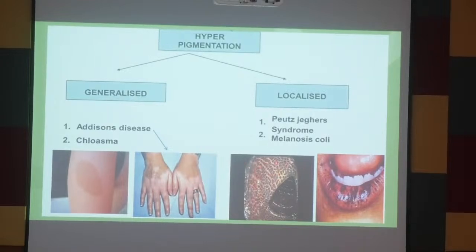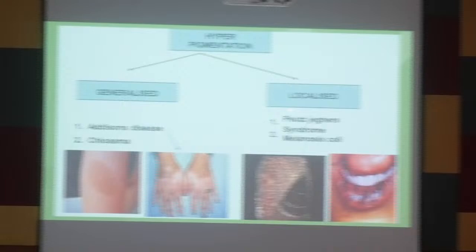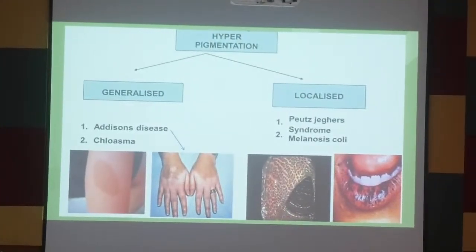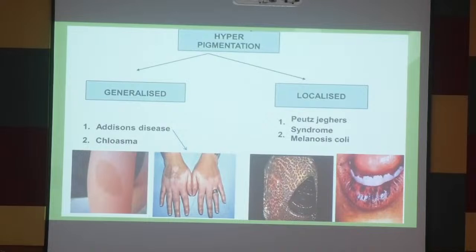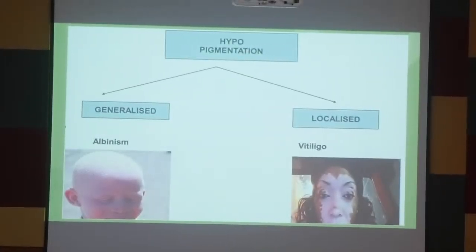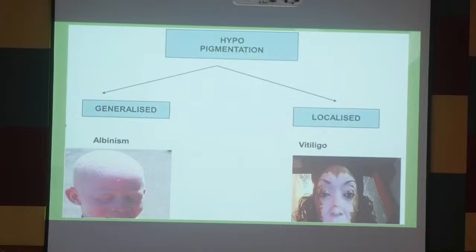Melanosis coli is in the colon, with formation of blackish patches in the colon, and Peutz-Jeghers syndrome is formation of blackish pigmentation in skin and mucous membrane. So, generalized examples of hyperpigmentation are Addison's disease and chloasma, and localized examples of hyperpigmentation are Peutz-Jeghers syndrome and melanosis coli. Okay. Next, hypopigmentation. Generalized hypopigmentation is called albinism. And the localized form is known as vitiligo. So these two entities are caused due to less production of melanin. Very good.